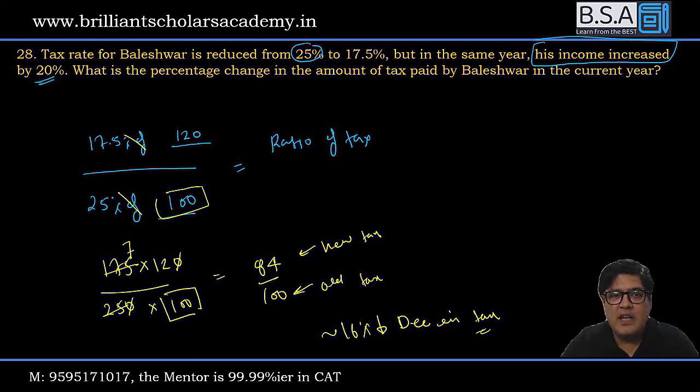Ratios नहीं समझा? You assume 100 rupees as his income, the new income as 120 rupees. अब 100 में 25 rupees का टैक्स था, 120 में 17.5% का टैक्स. तो एक्चुअल वैल्यू कैलकुलेट करो टैक्स का and then work out the percentage change. ये क्लिक हुआ. Are you able to keep up with this?